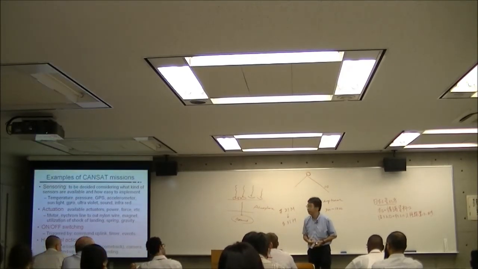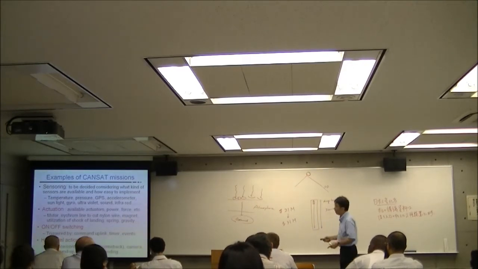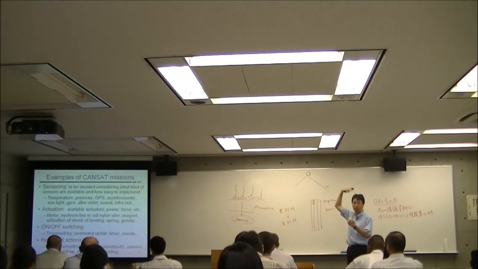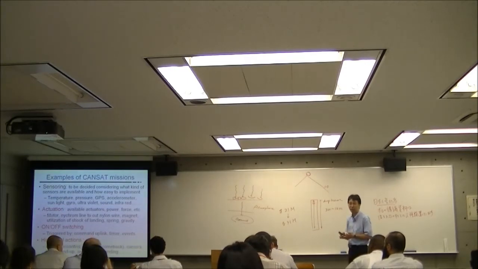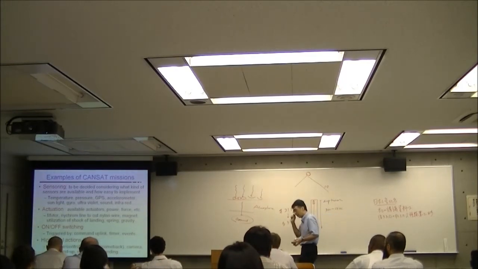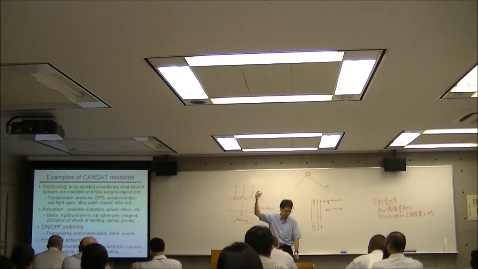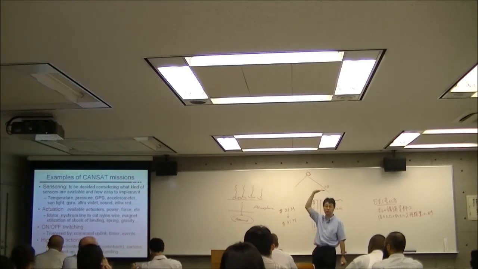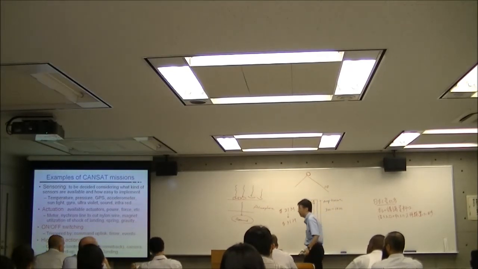and then create your missions. As I said before, there are many types of mission candidates for the CanSat: sensing, actuation, auto-switching, and so on. By combining the special features of the CanSat and these candidates, please create some good missions for your CanSat. So this is the CanSat case, a little different from the satellite. The satellite will use special features of space, and the CanSat will use special features of high altitude. This is the difference between the CanSat and the satellite.